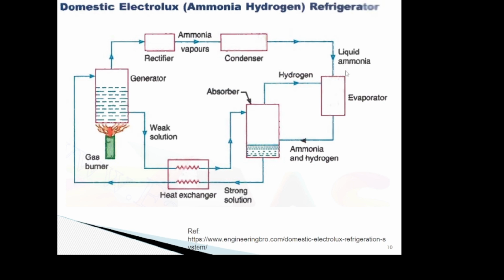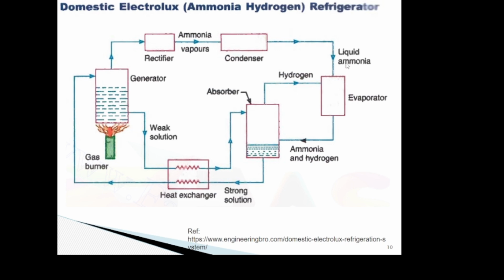Now when this liquid ammonia enters the evaporator, the hydrogen is also entering the evaporator. This hydrogen is a very light gas and it is an inert gas. So the presence of hydrogen results in the reduction in the overall pressure of this evaporator unit according to the Dalton law of partial pressure. So when this liquid ammonia enters this evaporator unit, it gets evaporated by absorbing the latent heat from the vicinity or the neighborhood, hence providing the cooling inside this evaporator unit.